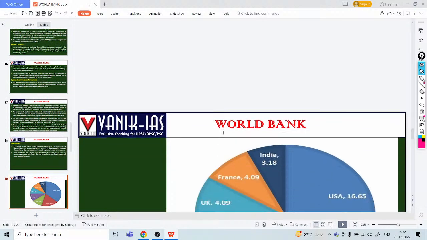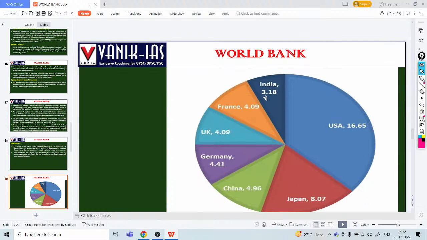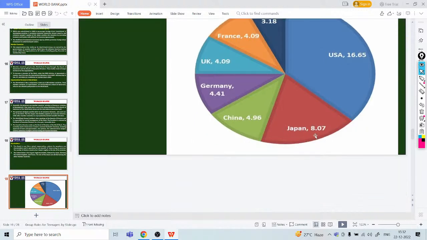As the economic condition of a country is better, its share is higher. India's share is 3.18%, but the US is 16.65%. Japan is 8%. So USA, Japan, then China, Germany, UK, France, and India.